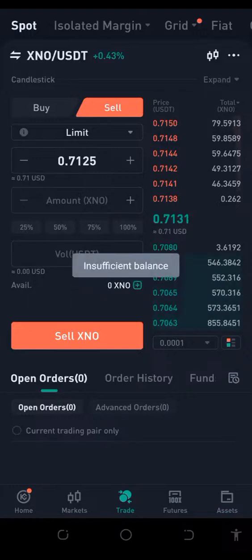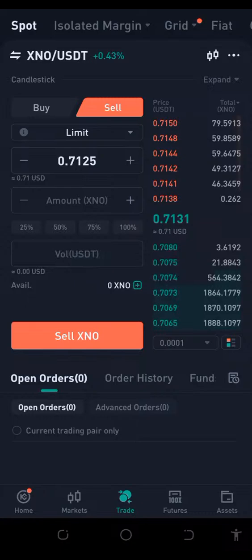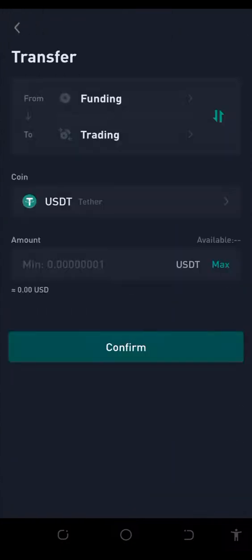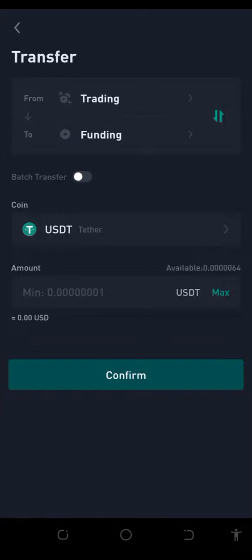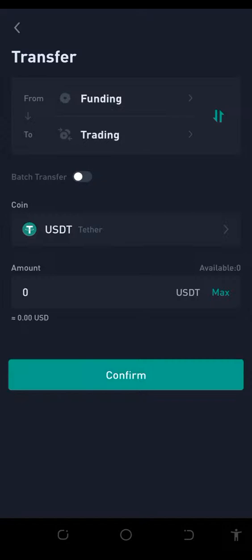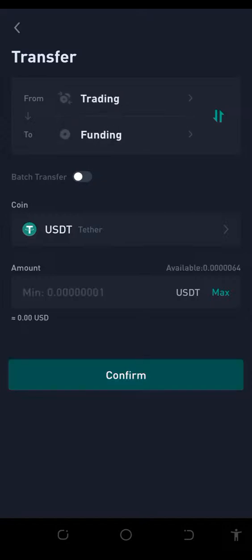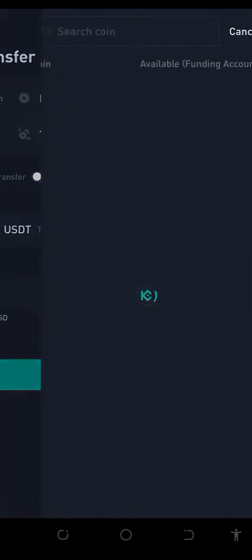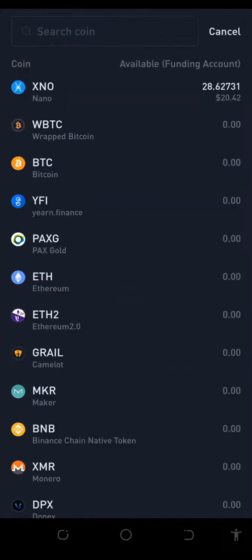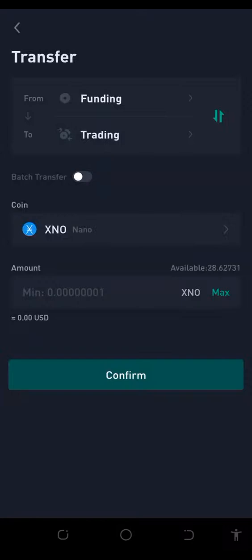Let's see. Wow, what's going on here? Oh, I have to transfer. Now I was getting so ecstatic about it. So we need to transfer it from funding, right? Where is funding? Yes, that's it. It's in funding. Max? Sorry about that. It's XNO. So we need to transfer the max.